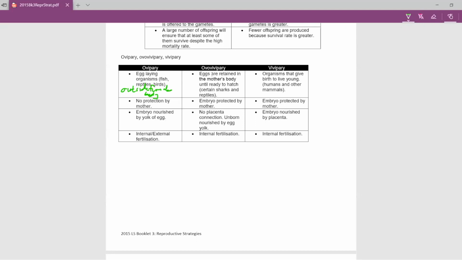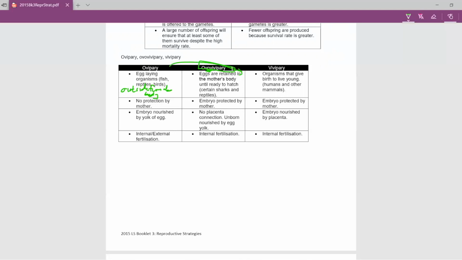Now, ovovivipary, please make sure when you are spelling this, you don't leave out a V. Some just say ovopary. It's ovovivipary. Please make sure you know how to spell this word. It's important. Now here, the female forms an egg inside her body. The egg hatches inside her body and she gives birth to live young.